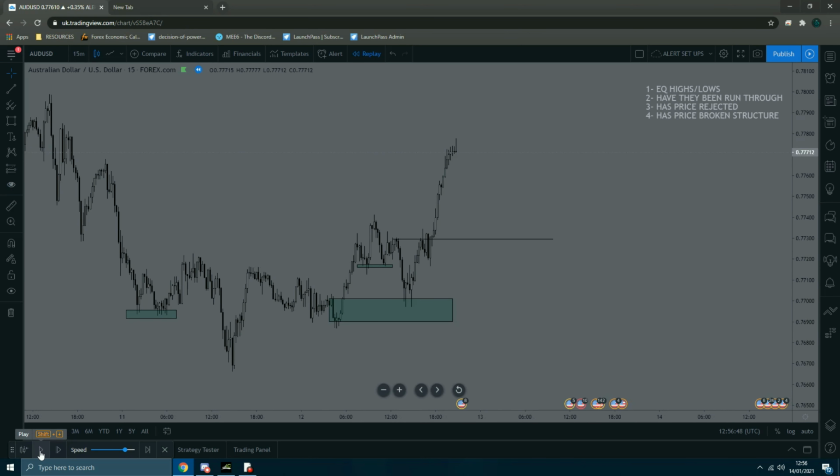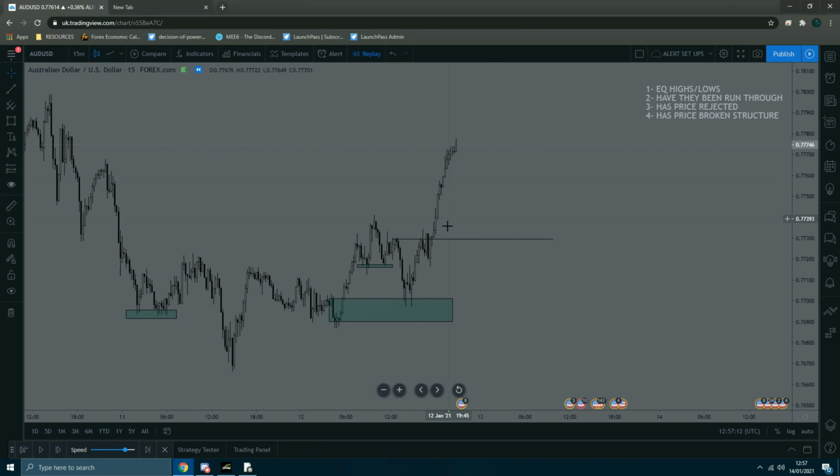Okay, so we've now got a run on equal lows. We had equal lows, a run through them. Question 1, question 2, rejection, question 3, break of structure, question 4. So this is complete now, ready for a retracement back into market structure in order to take a position long. Now my idea behind this trade setup, this is going to be my trade setup coming in shortly.